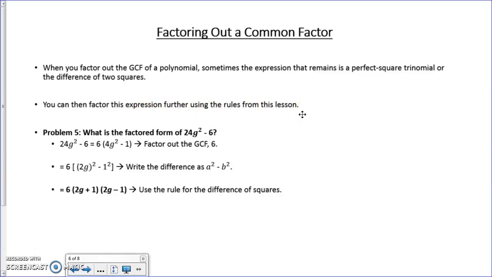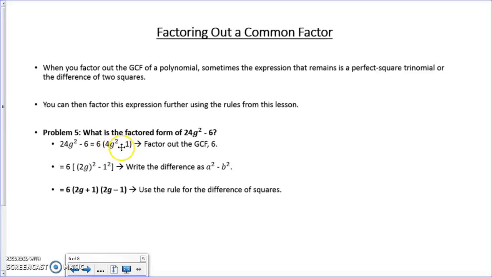Problem 5. What is the factored form of 24g squared minus 6? The first thing you always look for is the GCF. In this case, there is one. The GCF is 6. When we factor out 6, we're left with 4g squared minus 1. Now, there are only two terms in here, so we have to think, is this a difference of squares? If it's not, then this would be your final answer. If it is, then you use the rule for difference of squares and you keep going.